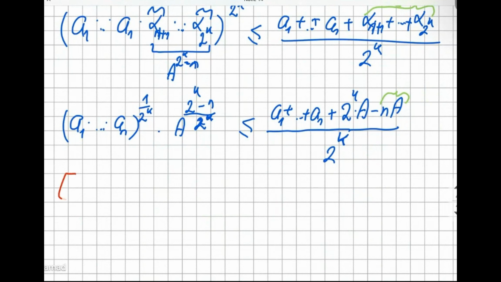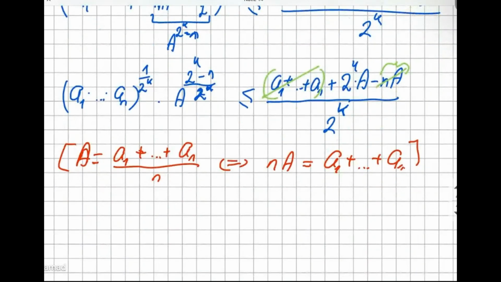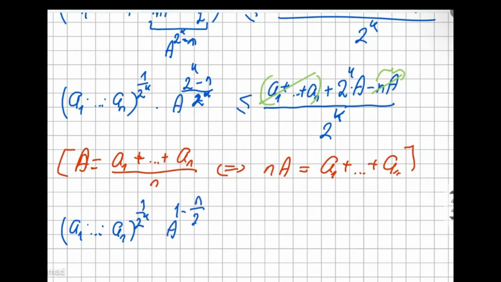This here is, maybe we'll write this out as a side calculation. So we have n times a equals a1 up until an, divided by n. That's just equivalent to saying that n times a equals a1 summed up until an. Well, and so this actually cancels with all of these here. And then we get that a1 times until an to the power of 1 over 2^k, times a to the power of 2^k minus n, is smaller or equal to 2^k times a divided by 2^k, and that's just a.